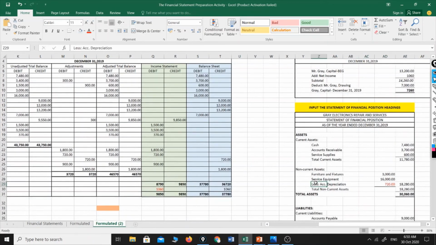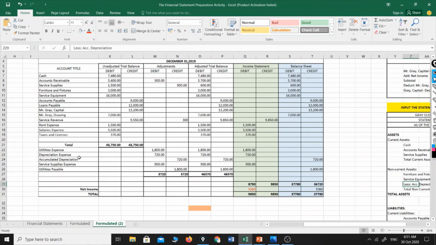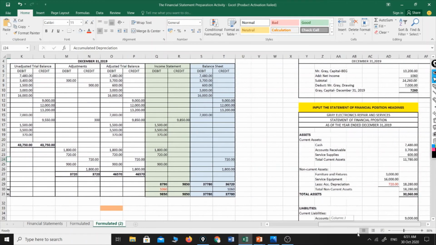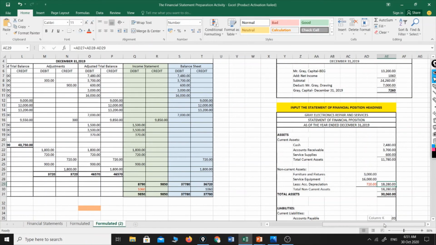And then lastly, accumulated depreciation. If you remember, accumulated depreciation is a contra asset, or a deduction. Therefore, it should be deducted in the asset section, and that is in the non-current asset section. So we just deduct it directly: the total amount of the fixed asset minus the accumulated depreciation. That's how we come up with 18,280.